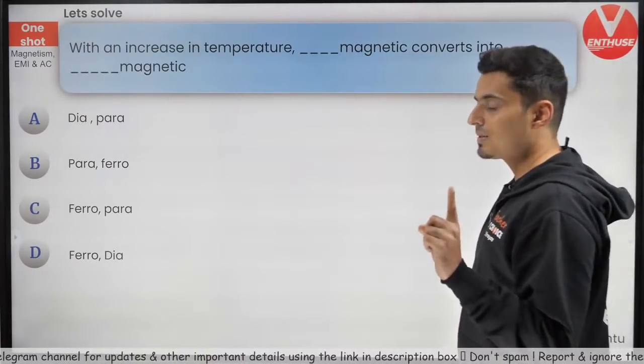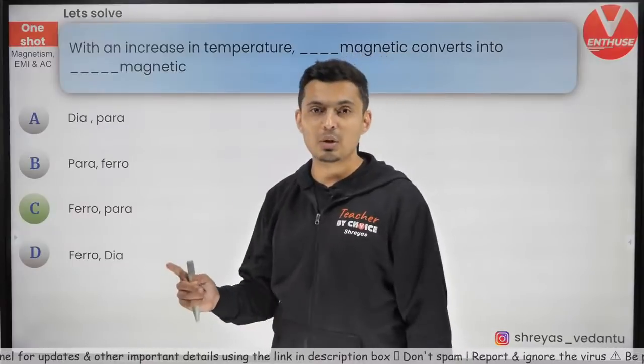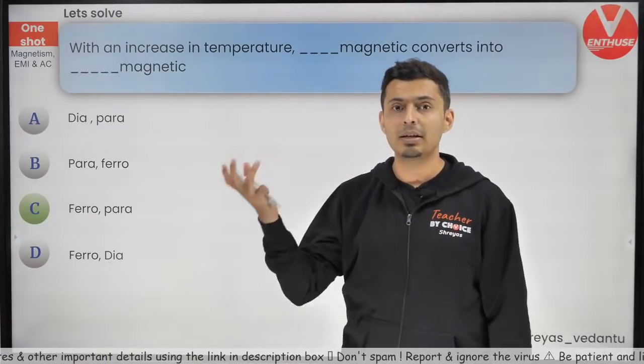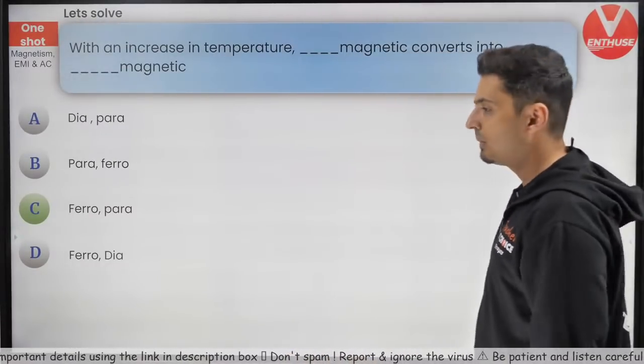Yes, that temperature is called the Curie temperature. So after the Curie temperature, a ferromagnetic material behaves like a paramagnetic material.